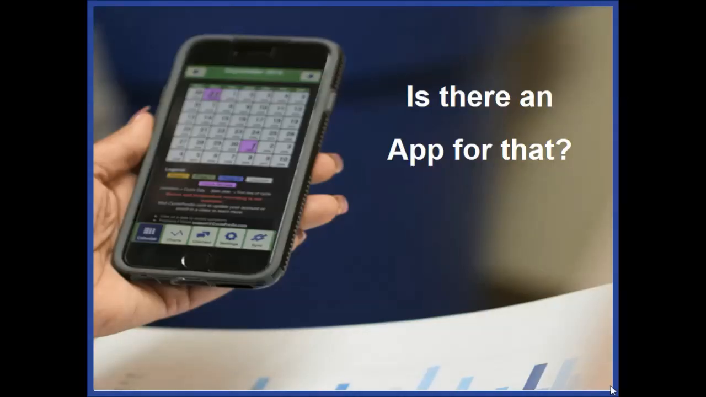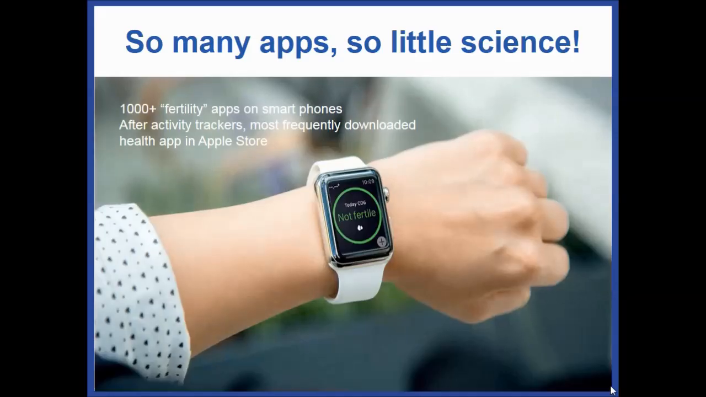So with this whole idea of what's placed before us, we know that we have lots of apps. There's tons of technology that we can use to help us with fertility awareness-based methods. But there's so many of them, and there's not a lot of science that backs them up, right? There's over 1,000 apps on smartphones, and it is like I have my Fitbit, right? So this is tracking my steps, my heart rate, all that.